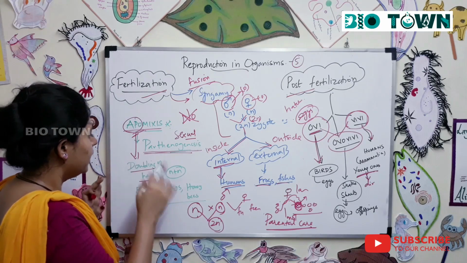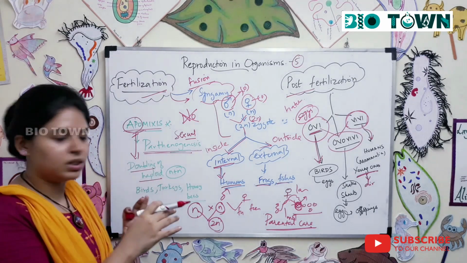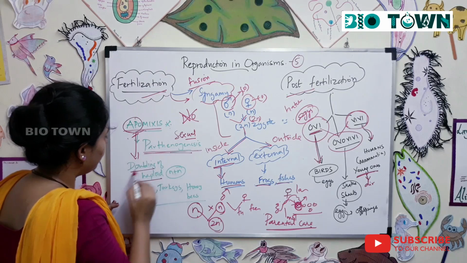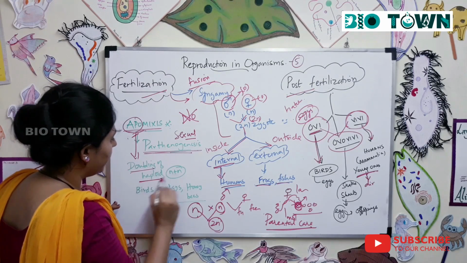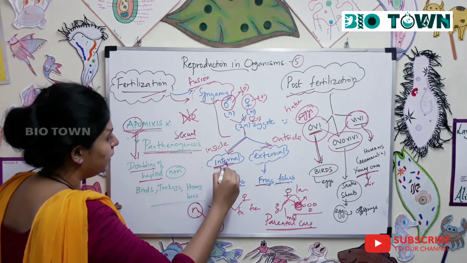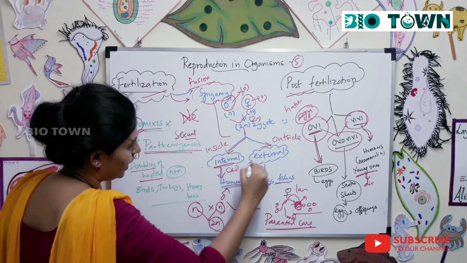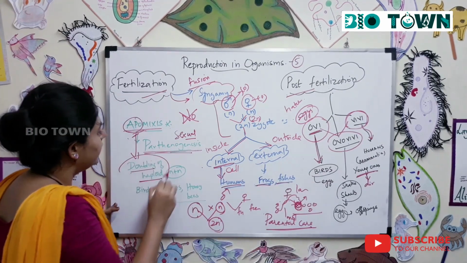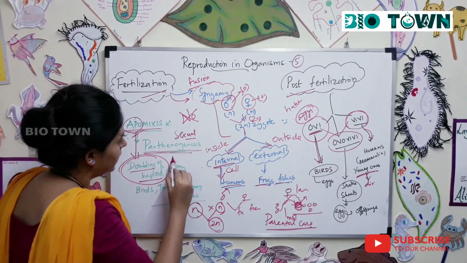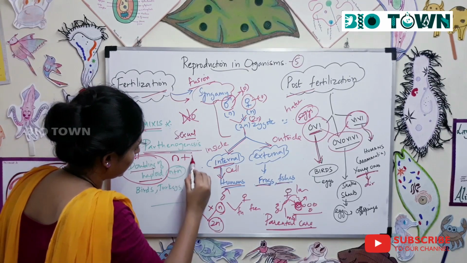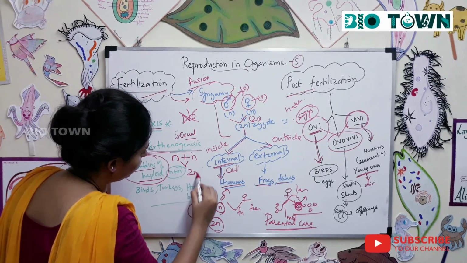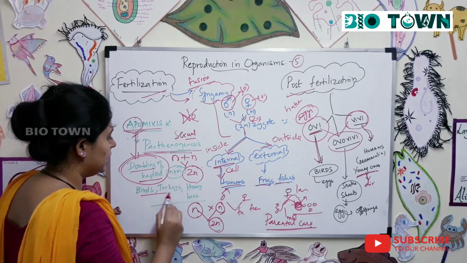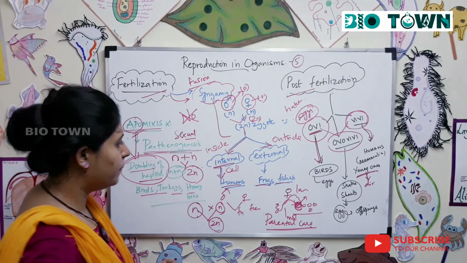So you can expect this type of MCQs in your NEET. So apomixis involves doubling of haploid, doubling of diploid, or doubling of the normal cells, and none of these. So you can write doubling of the haploid cell, a single haploid plus another haploid to form 2n in number. So you can see this in turkeys, honeybees, and other organisms.